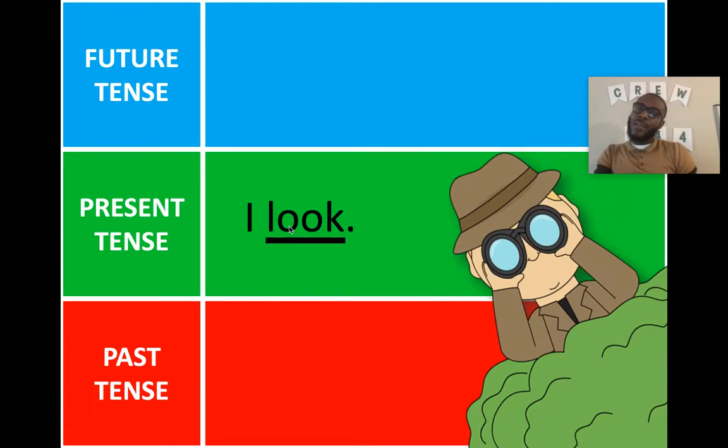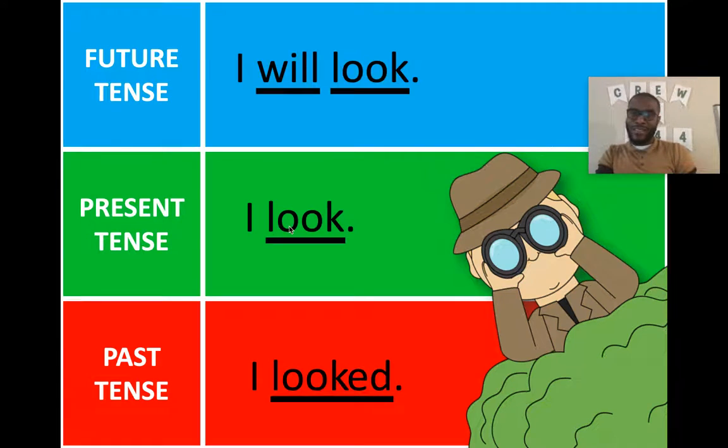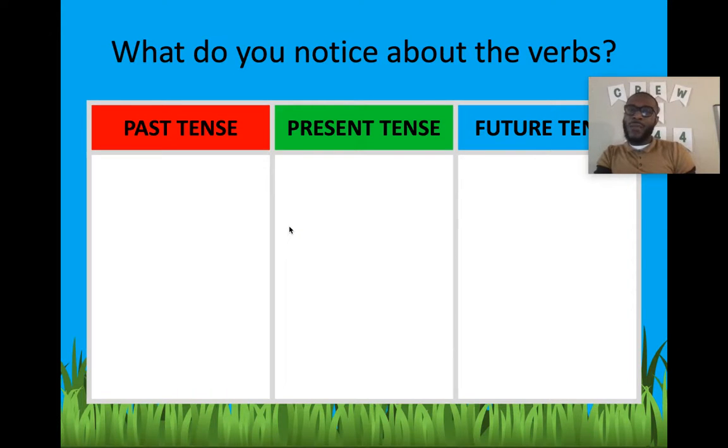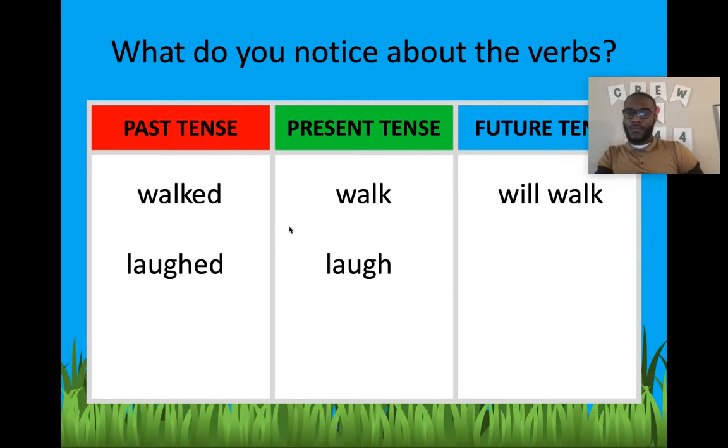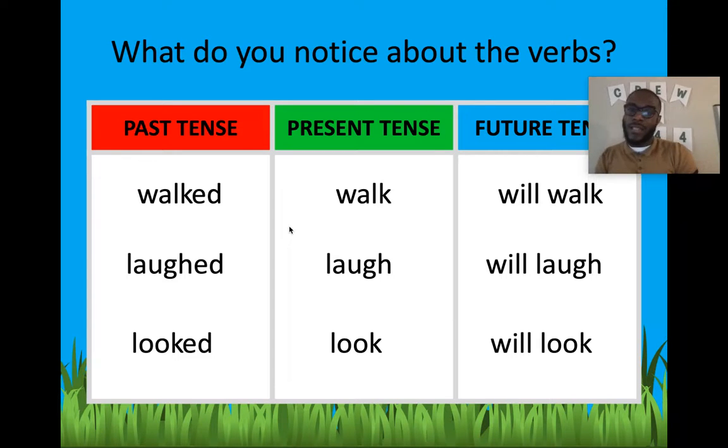And let's look at this one. I look. What would it be for past tense? I looked, add an ed. And for future tense, I will look. So we're going to practice, and I want you to think about what we notice happening to the verbs. What did you notice happen to the verbs?